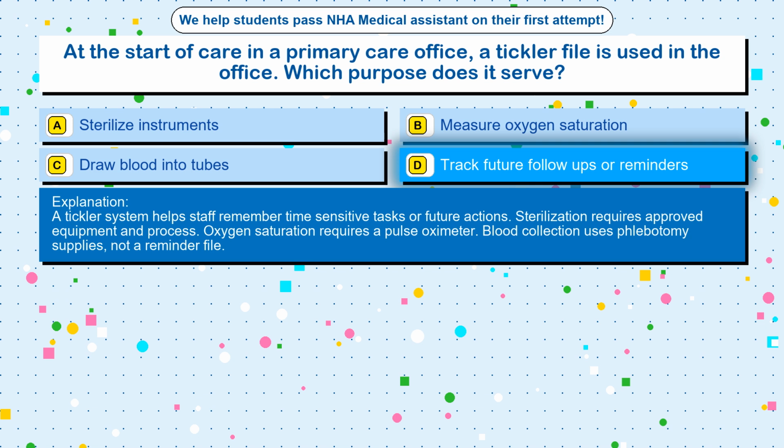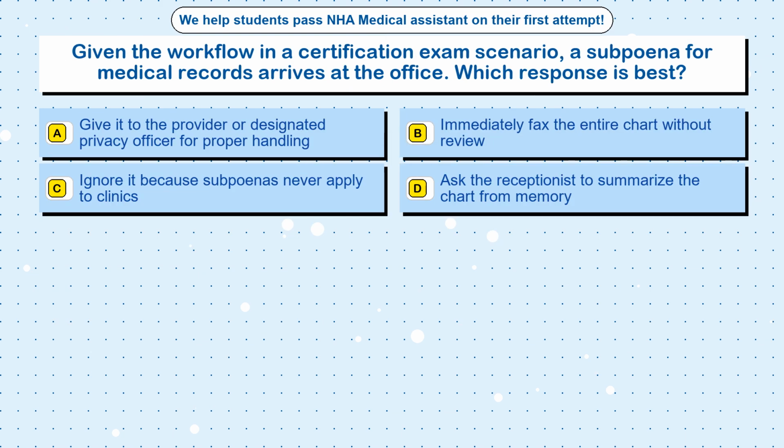Sterilization requires approved equipment and process. Oxygen saturation requires a pulse oximeter. Blood collection uses phlebotomy supplies, not a reminder file. Question 55. Given the workflow in a certification exam scenario, a subpoena for medical records arrives at the office. Which response is best? Option A.